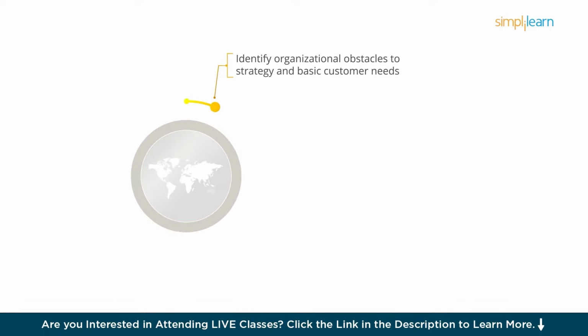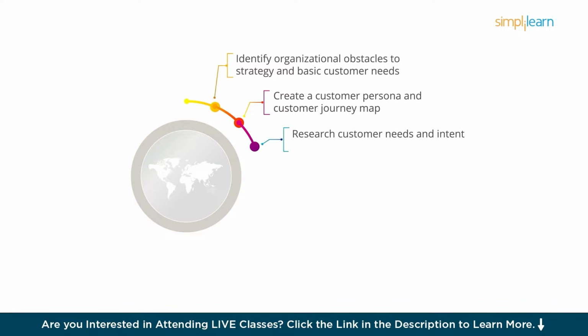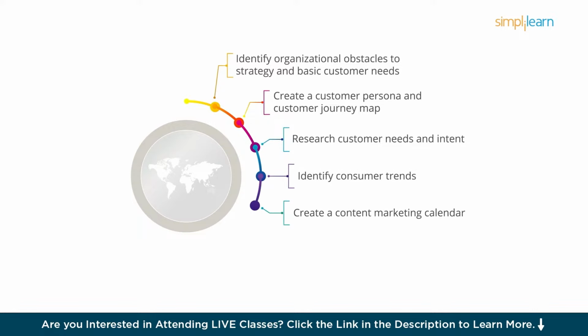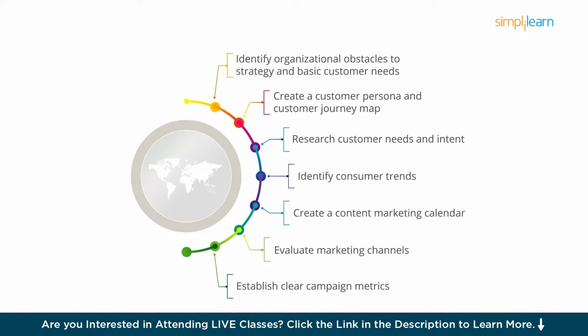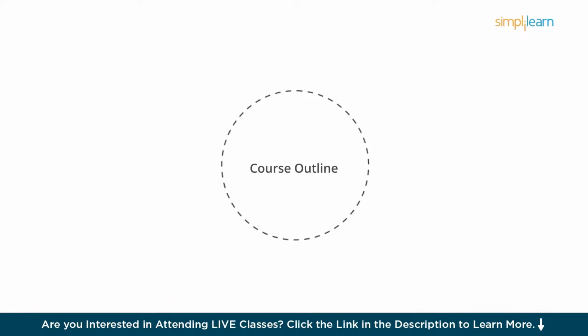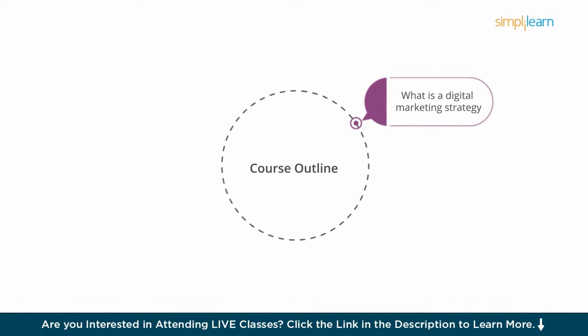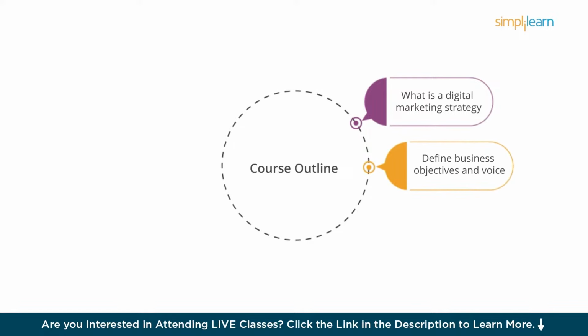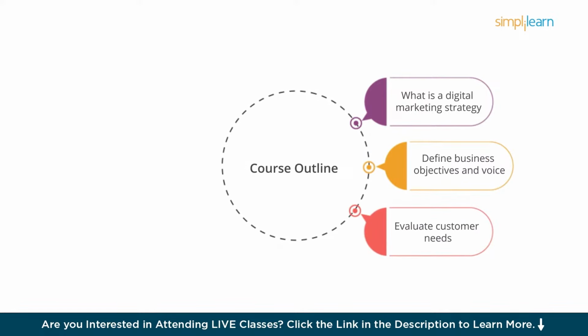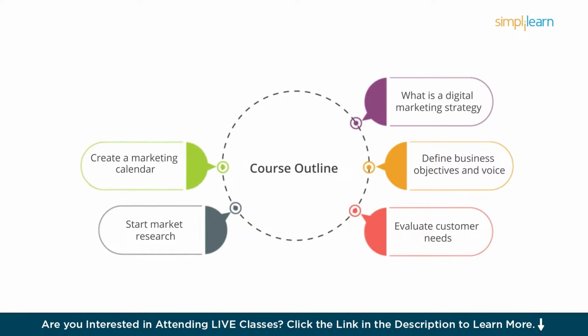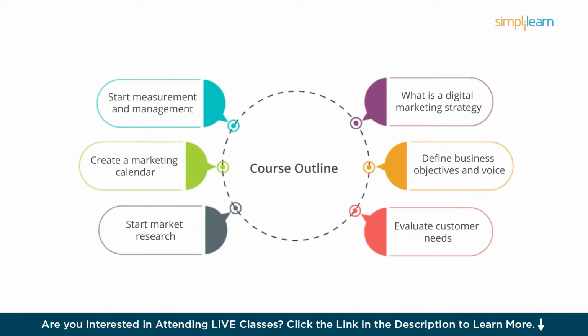So what will you learn through this course? You'll be able to identify organizational obstacles to strategy and basic customer needs, create a customer persona, and create a customer journey map, research customer needs and intent, identify consumer trends, create a content marketing calendar, evaluate your marketing channels, and establish clear campaign metrics. After this introduction, we will start the course with what is a digital marketing strategy, then how to define business objectives and your voice, evaluate customer needs, start market research, create your marketing calendar, and finally, measurement and management.